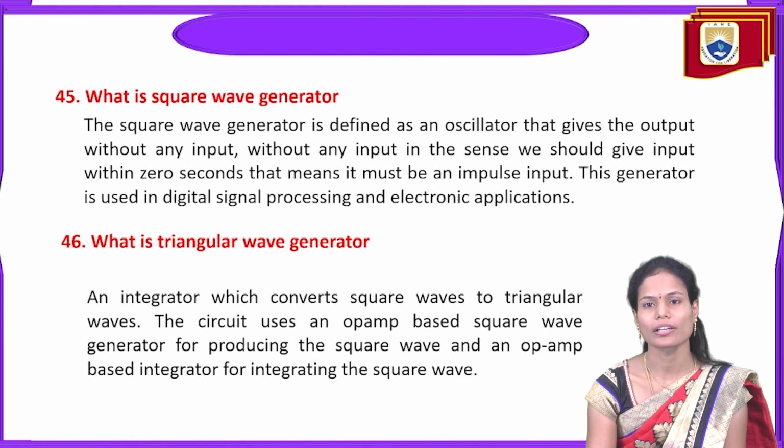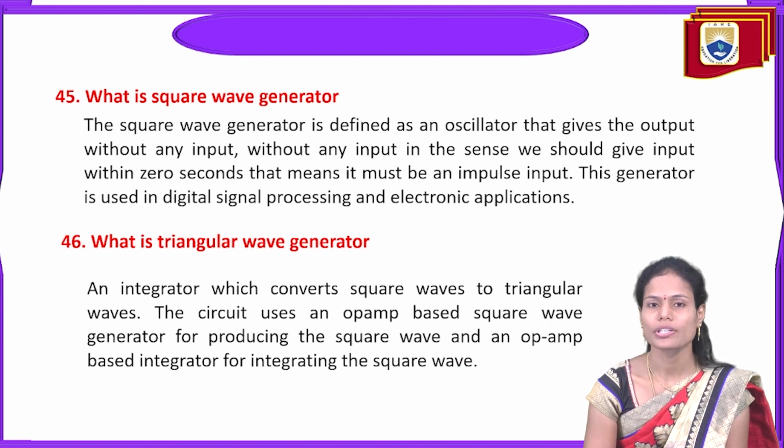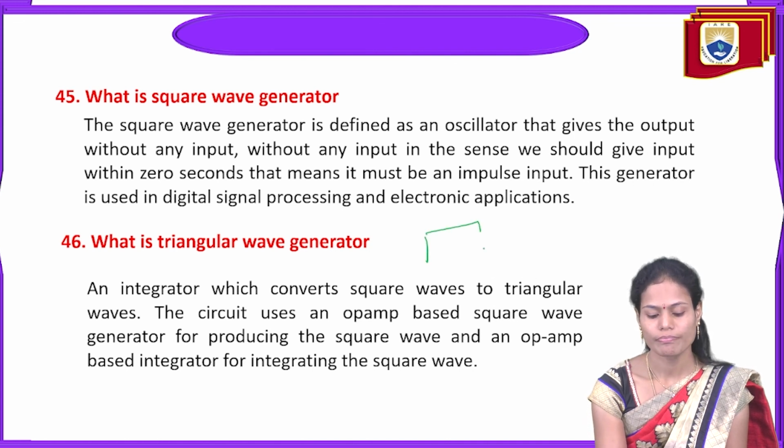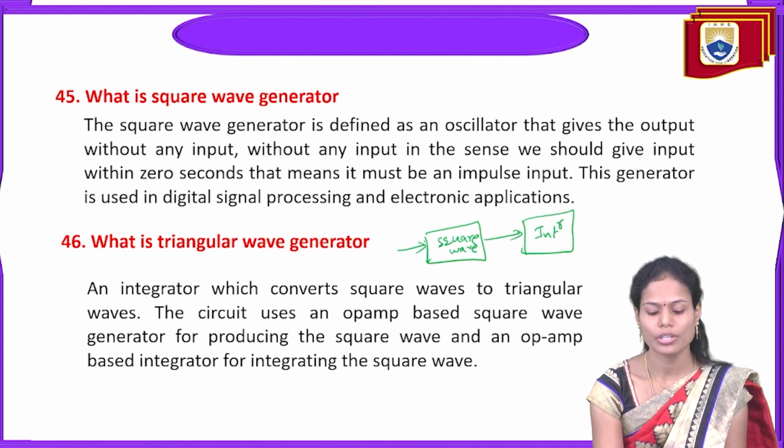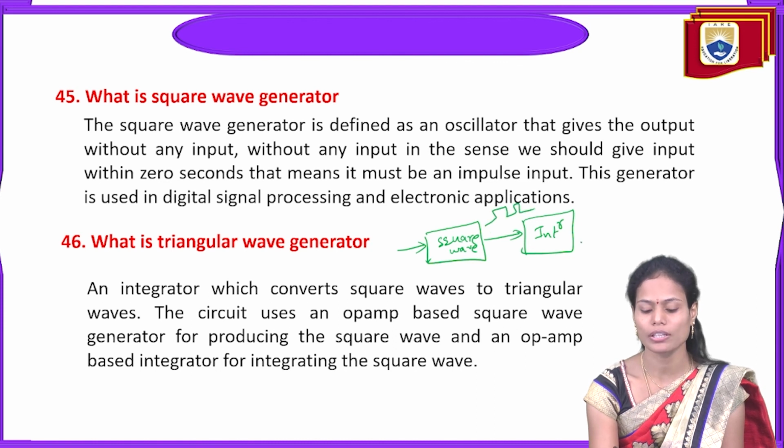And next, what is triangular wave generator? So the function of the triangular wave generator is to generate the triangular wave signal. So here this triangular wave generator, by using the square wave generator as well as by using the integrator circuit, we can implement this. These both circuits are again designed with the op-amp only. So here from the square wave generator, we will get the square wave signal. That square wave signal, if we apply it to the integrator circuit, we will get the triangular wave across the output.